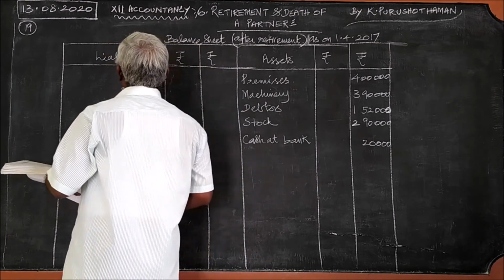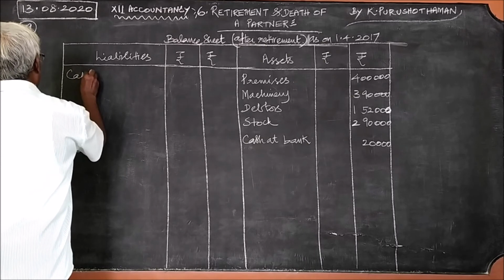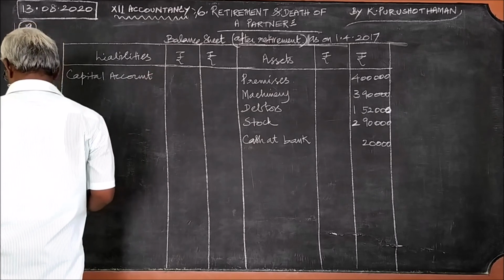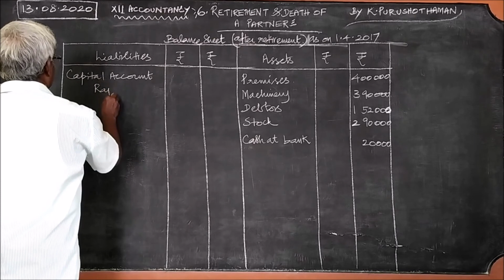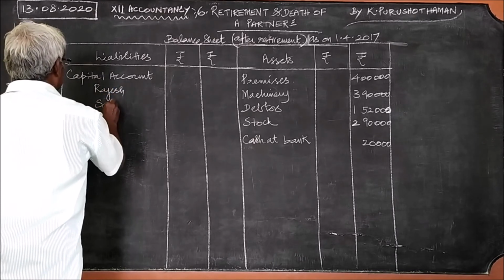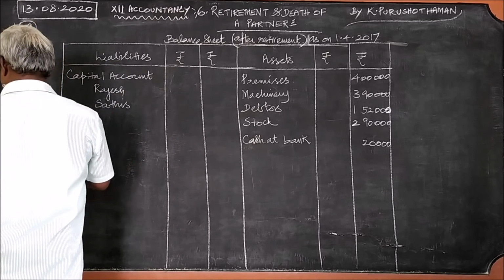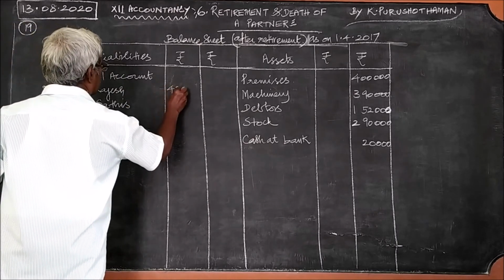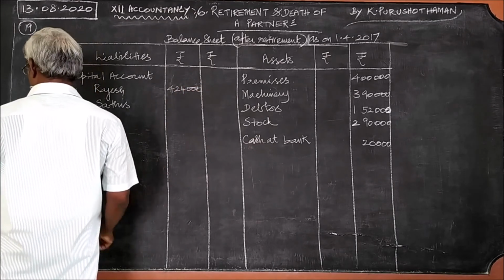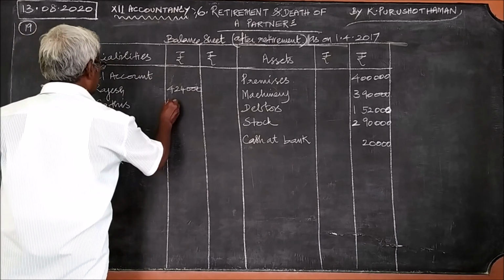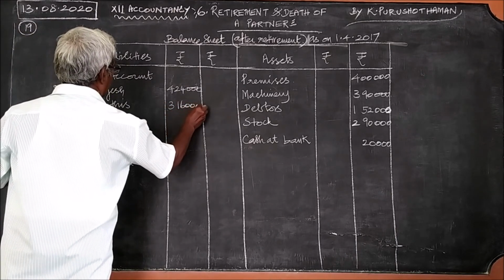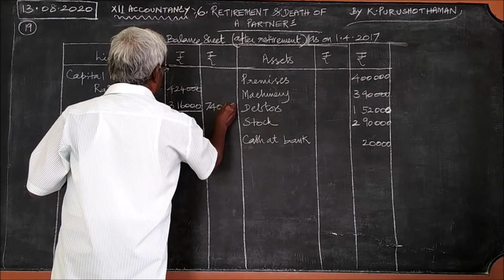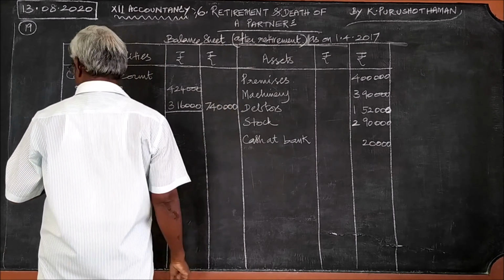What is given? Capital accounts. Who are the two continuing partners? Rajesh, Satish. Rajesh capital is 4,24,000. Satish capital is 3,16,000. The total is 7,40,000.